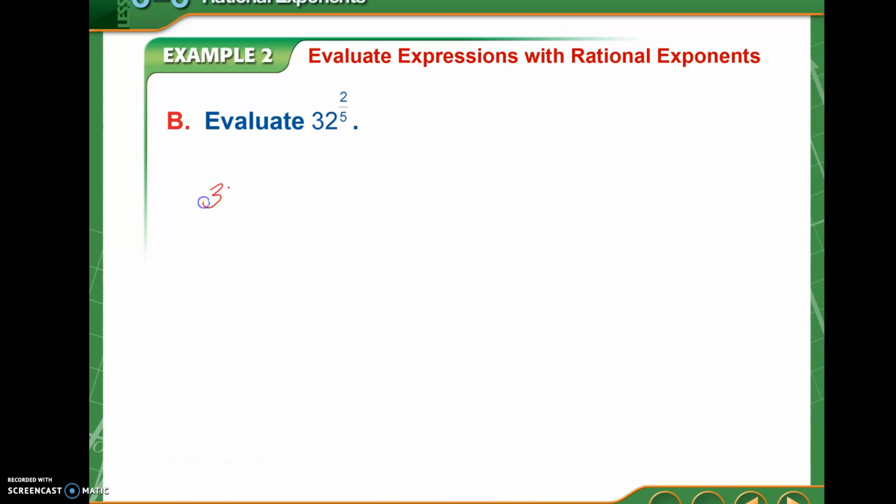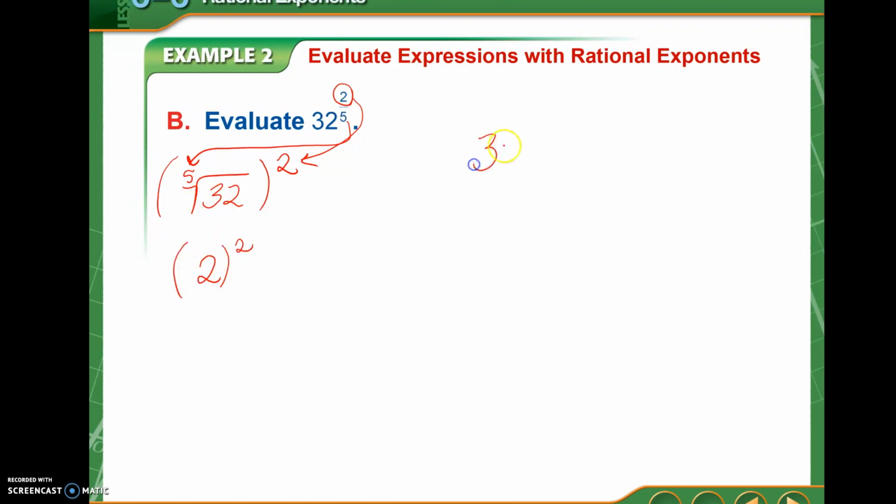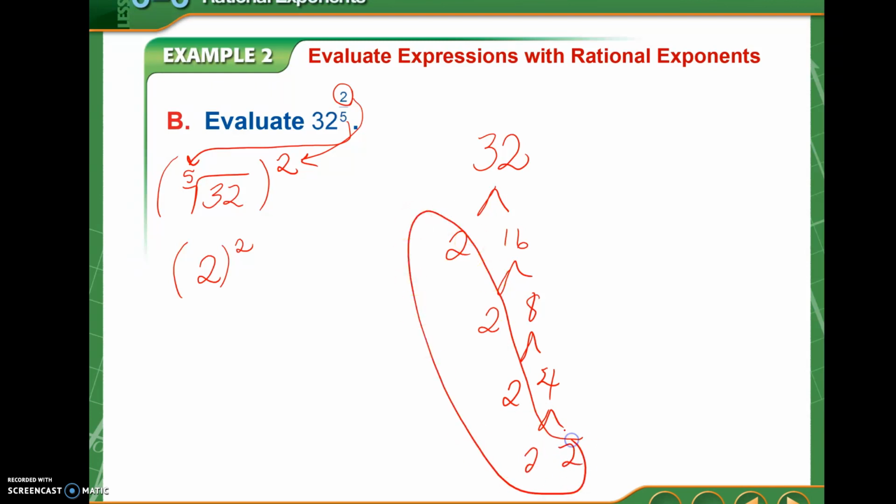So here we'd go 32, 5th root, and whatever we get there, we're going to square it. So the 2 here, and the 5th root. So we know the 5th root of 32 is 2, then squared. And remember, we know that because if we factor that out, we see that 32 is 2 to the 5th power. So the 2 would come out of the radical. And then we'd go ahead and square it and we get 4.